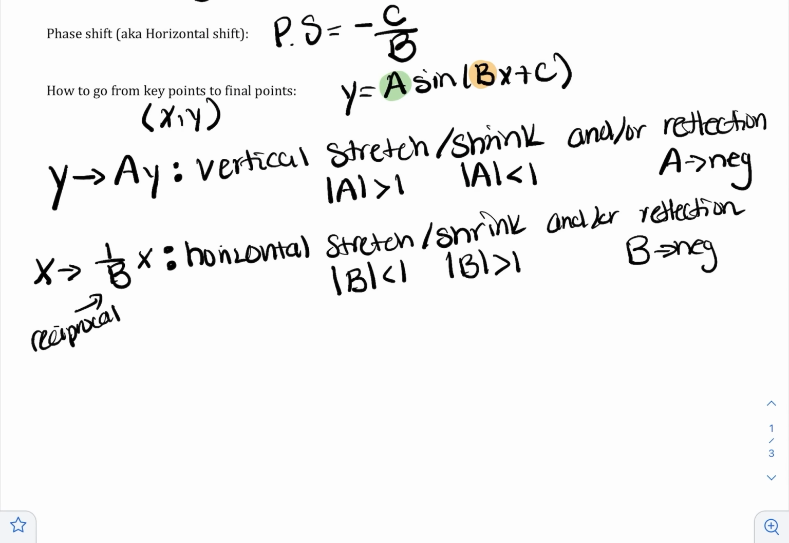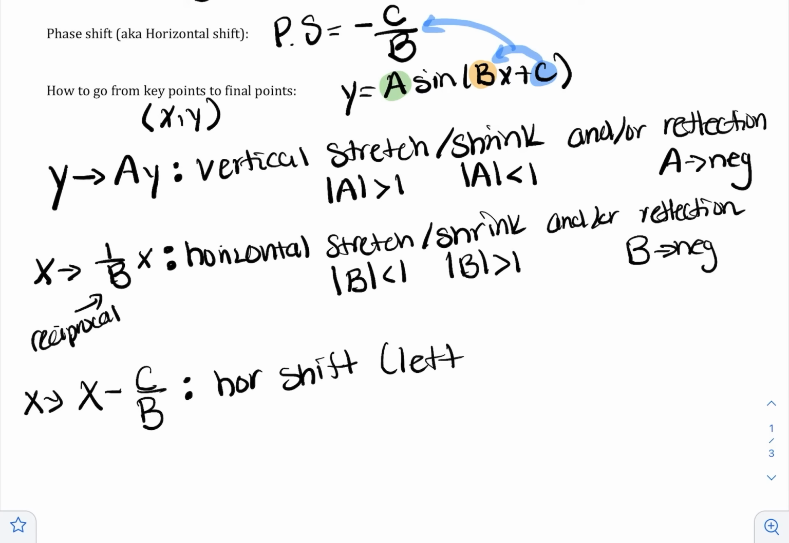And last but not least, you're going to take care of the c, which actually really goes with b. So it goes with your phase shift. So the last thing you're going to do is apply your phase shift. So you are going to first find your phase shift, and then at the end, you're going to apply it. So you're going to take your x's, and whatever you got for your phase shift, that negative c over b, you subtract or add it to x. So if it's negative, it's your phase shift, you're going to subtract. If it's positive, you're going to add. Whatever the sign is what you apply to your x's. And so this is going to be a horizontal shift. And a horizontal shift means that you either go left or right.